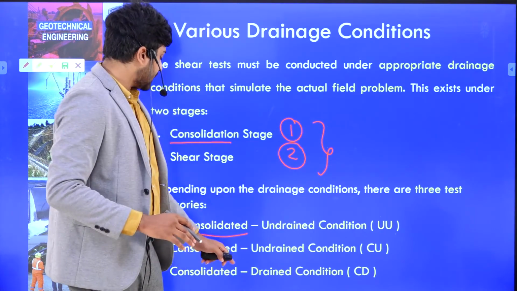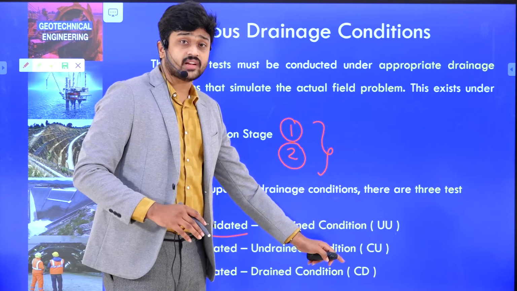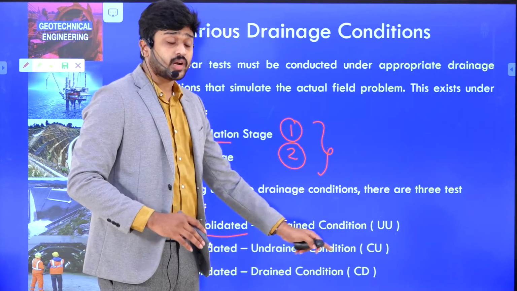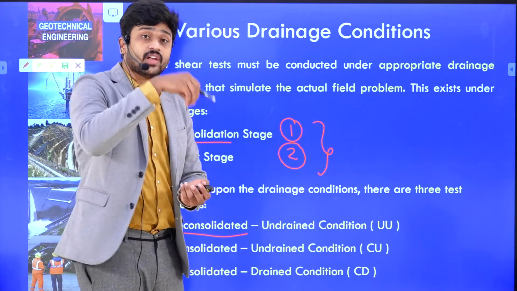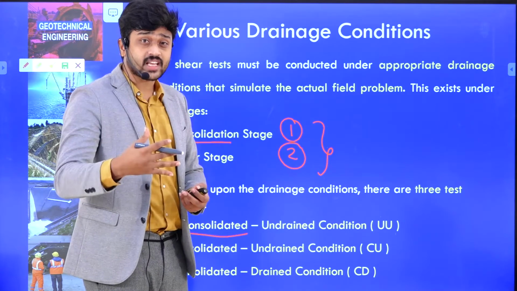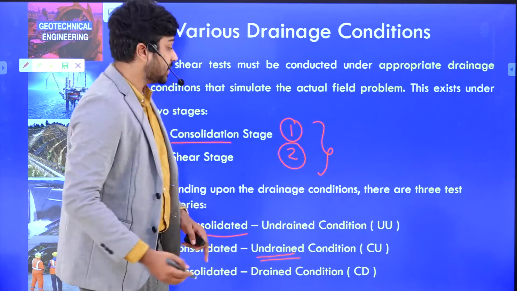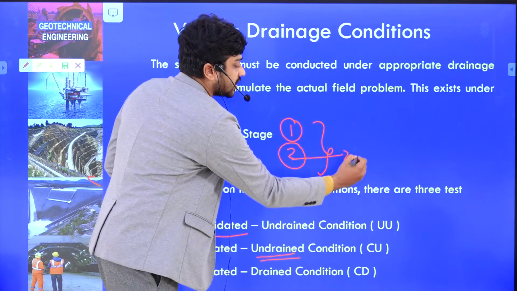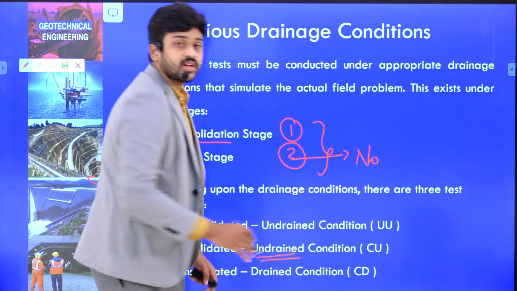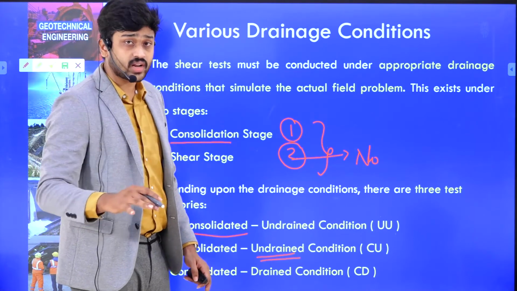If you look at the second case now, it is consolidated undrained. That means CU. That means in the initial stage, whenever we are applying load, consolidation is taking place. But it is undrained. That means in this particular stage 2 there is no drainage.